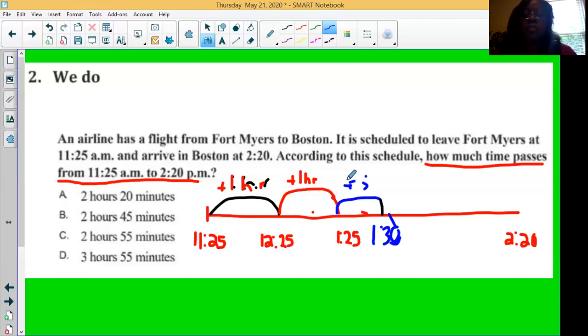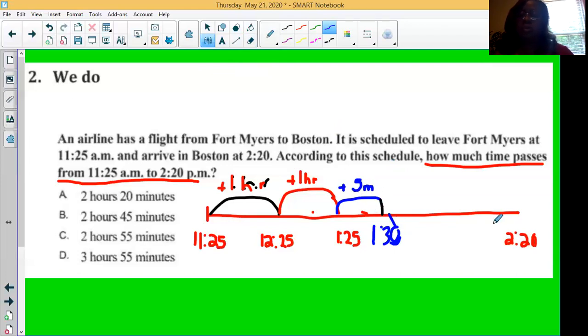And that should be 1:30. This should be plus 5. All right, so this should be plus 5 minutes. All right, so now make sure you put 5 minutes. Okay. All right, now, so that's our first minute, 5 minutes.